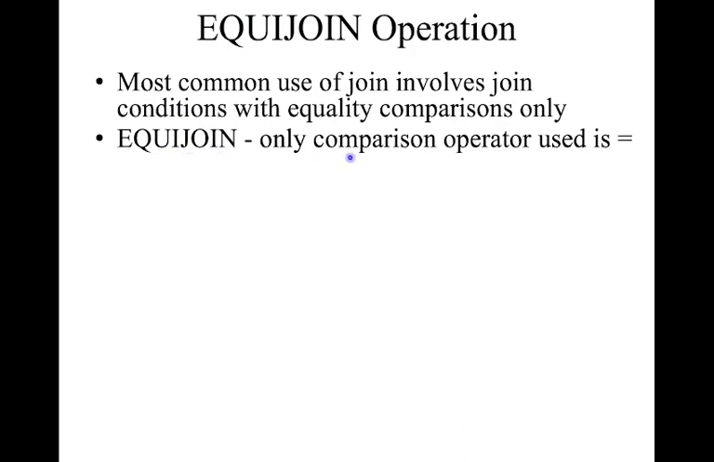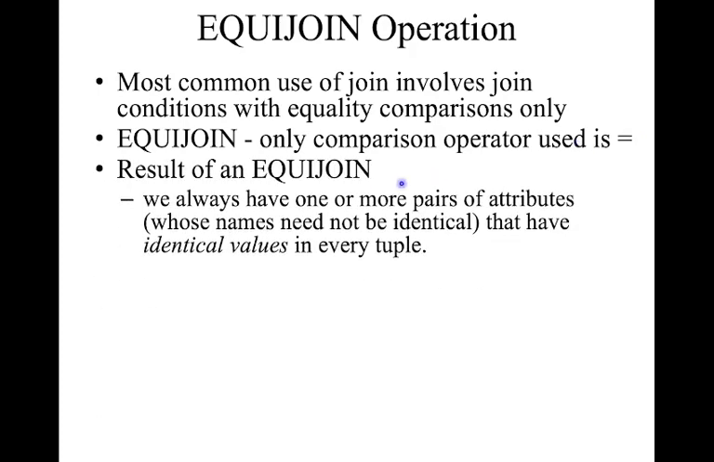So equi join: the only comparison operator used is the equality operator. If we are using only the equality operator, then it is known as an equi join. In the result of an equi join, we always have one or more pairs of attributes, whose names need not be identical, that have identical values in every tuple.